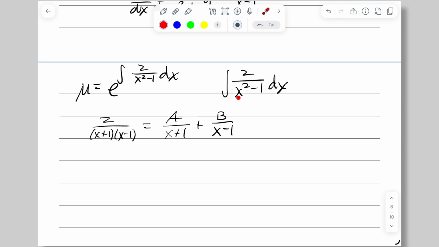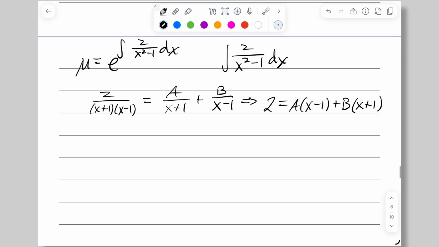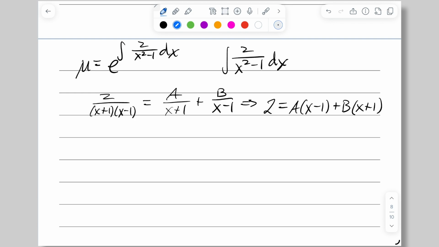Remember, if we can factor a denominator of a proper fraction, then we set up multiple fractions, each one of which has one factor from the denominator. And in this case, the factors in the denominator, x plus 1 and x minus 1, are linear. Therefore, we're going to write down constant numerators. Clearing all the fractions in the equation allows us to write down that 2 is equal to A times the quantity x minus 1 plus B times the quantity x plus 1. Partial fraction decomposition is going to show up multiple times throughout this course. So if you need to, go back and refresh yourself.